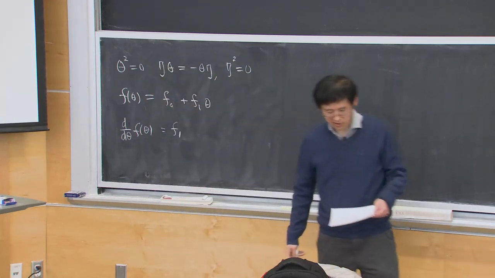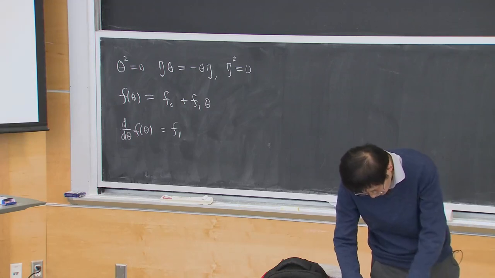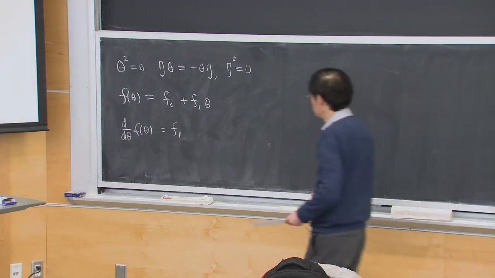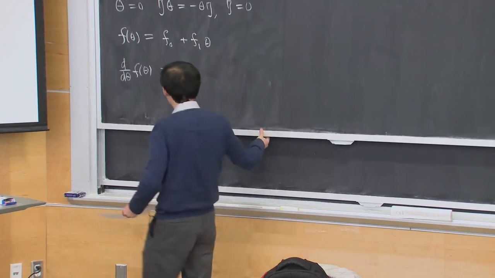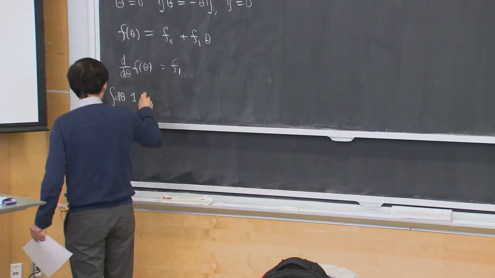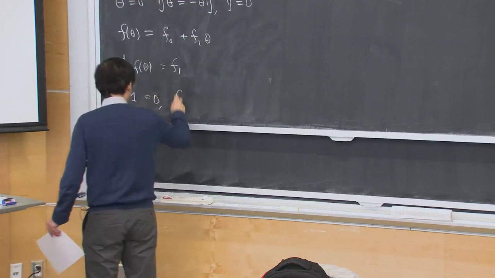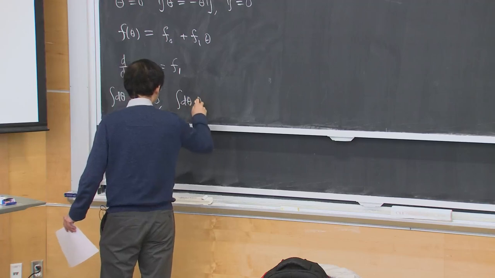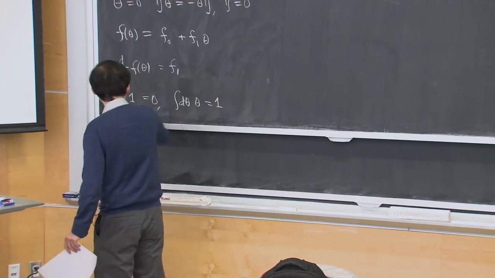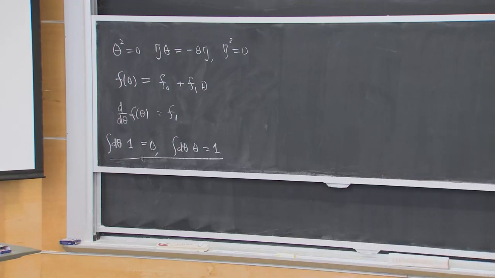And we can also define the integration. The integration is determined by two rules. The first rule is that the integral of d theta of a constant equals zero, and also the integral of d theta theta equals one. Based on these two rules, you can work out the integral of any function.